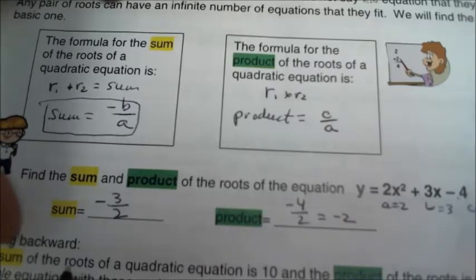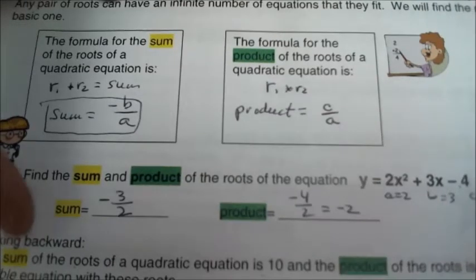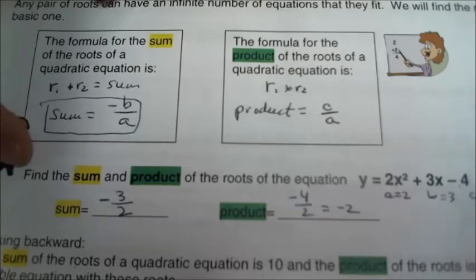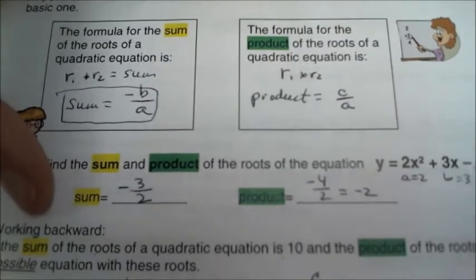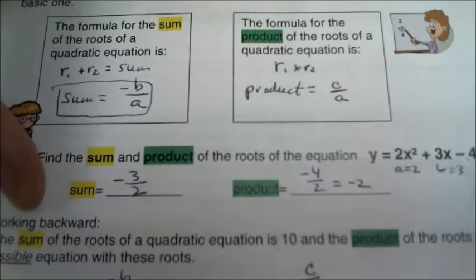So if we know that the sum of the roots is 10 and the product of the roots is 9, then what is one possible equation with these roots? Well, if the sum is 10, then negative b over a is equal to 10, and the product, which is c over a, is equal to 9. Let's make it simple. Let's set a equal to 1. So negative b over a is negative b over 1. If negative b equals 10, then b equals negative 10. And if c over a is 9 and a is 1, c over 1 is 9, so c must be equal to 9.